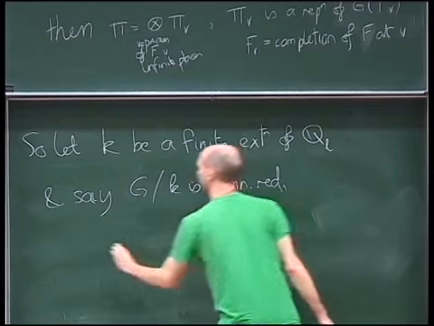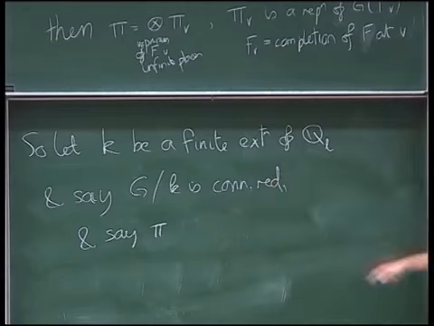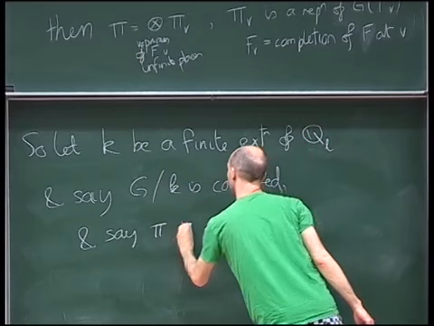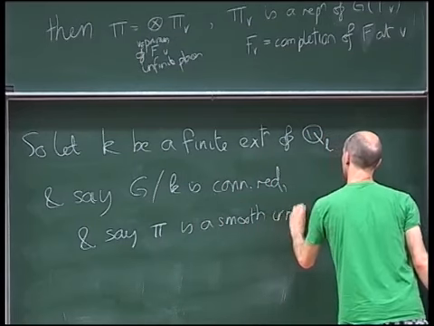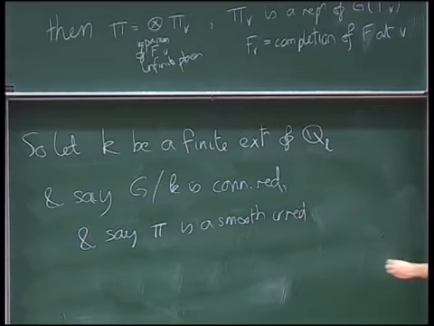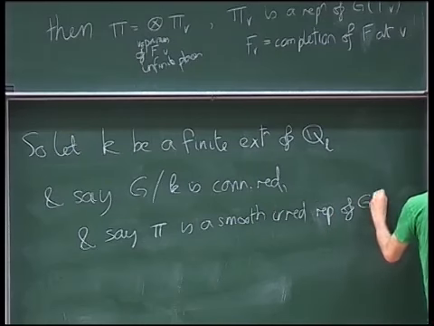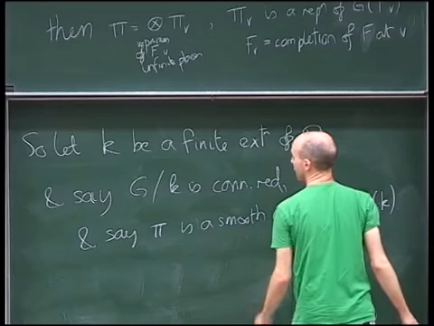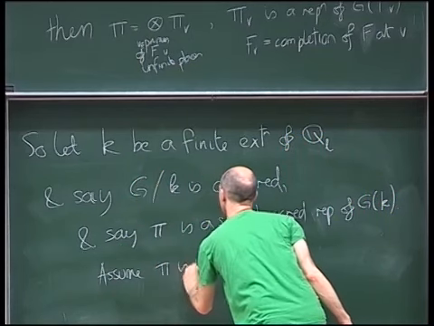And let's say pi. Now pi, I really should write pi v or something, but I'm not going to bother because I know I'm in the local situation. Let's say pi is a smooth, irreducible representation of G of K. Smooth just means basically continuous. So it turns out there's a good notion of being unramified. Let's assume pi is unramified.